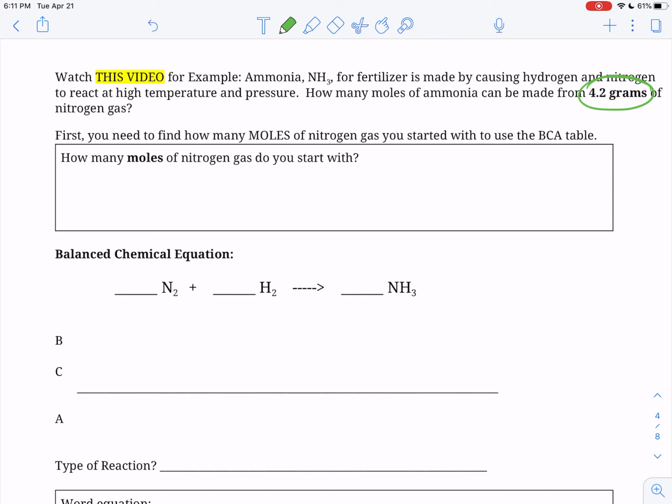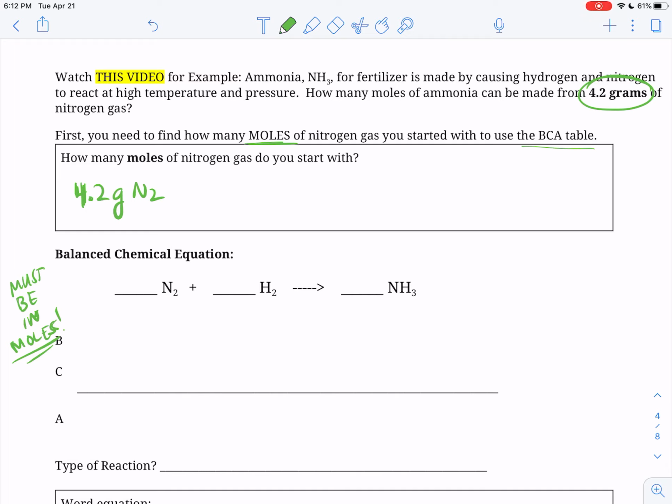So you can probably guess that that's not going to work, because whenever you use the BCA table, everything in it must be in moles. If it's not, then you have to make some kind of adjustment at the beginning. So first you need to find out how many moles of nitrogen gas you started with to use in the BCA table. We're going to do exactly what we did in the last videos, but we have to do it first now.